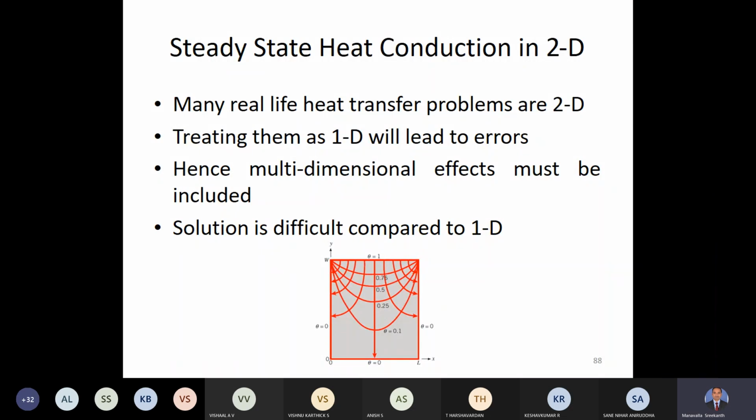Later on, we will go for the transient conduction aspects. We'll first deal with the 2D steady state conduction. Many real life heat transfer problems are two-dimensional, so treating them as one-dimensional will lead to errors.